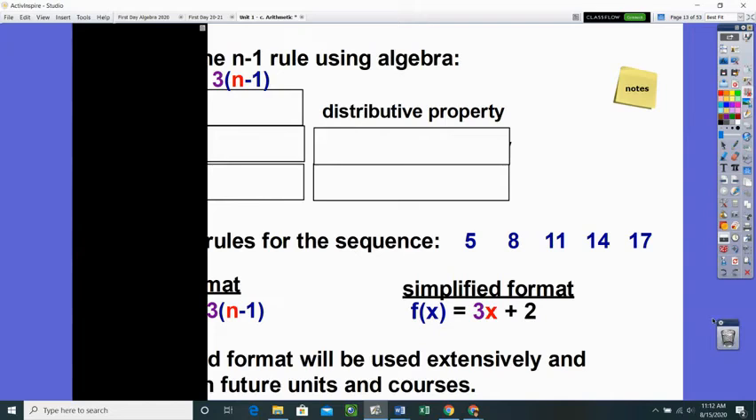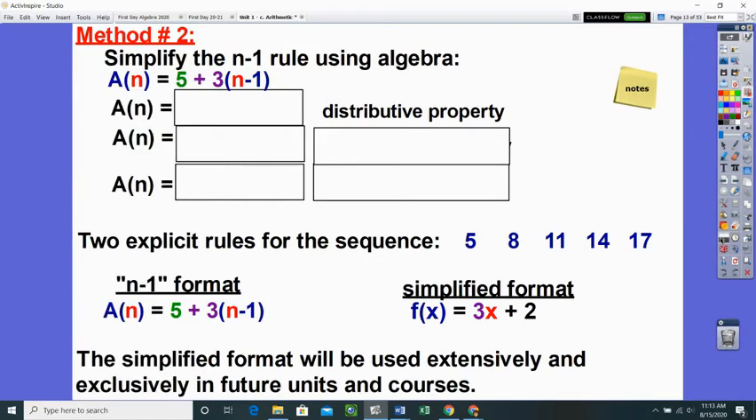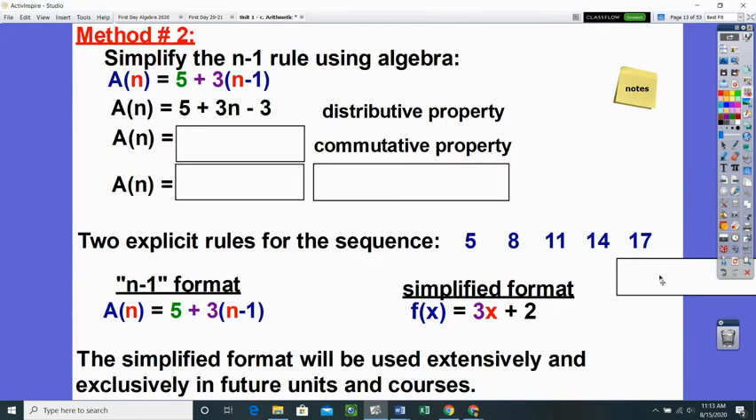So what if we were to do the distributive property here, and you would take 3 and multiply it by the n, minus 3 times the 1. Do you remember doing that last year? That's distributive property. So the first step in simplifying the n minus 1 rule would be to do the distributive property.